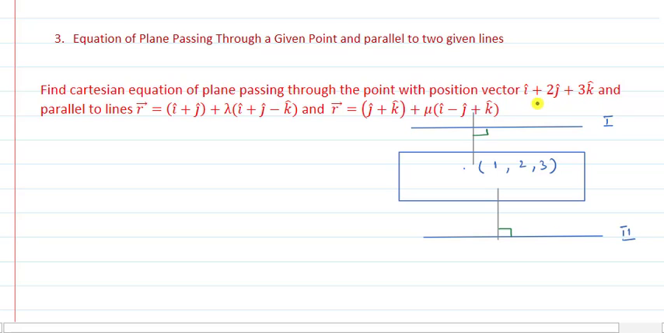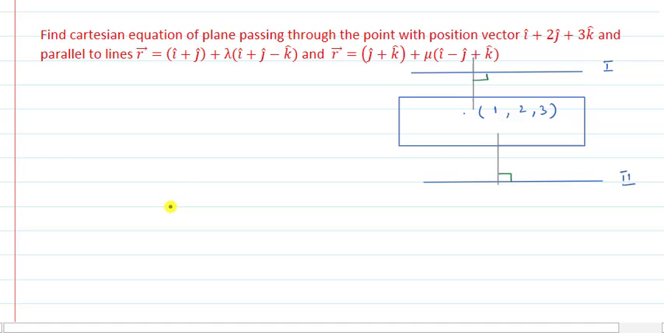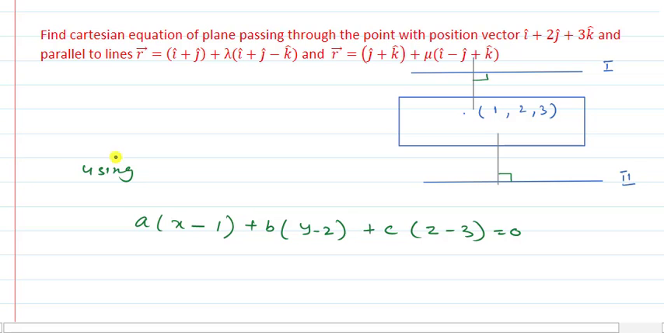Now as one passing point is given over here, first of all we'll use this given point to find out the equation of plane, and we'll use the same equation of plane, the basic equation which passes through a given point, and this is a into x minus x1, and x1 is 1 over here, plus b into y minus y1 plus c into z minus z1 is equal to 0. You can write over here using point 1, 2, 3. So we are getting this thing.